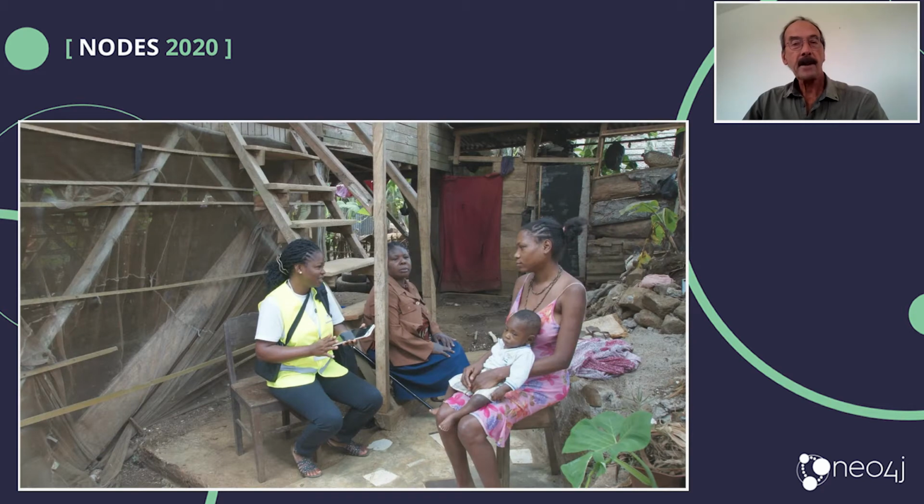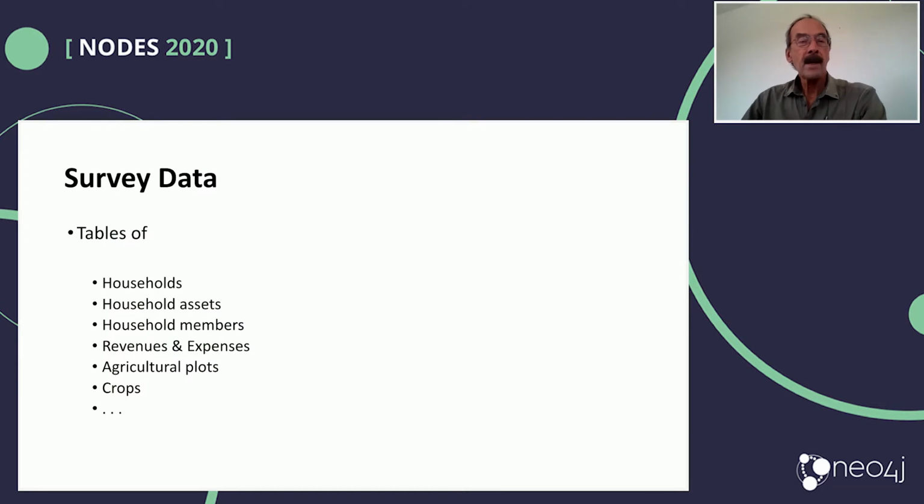Now, this is a typical interview situation in a Western African country. Note the tablet where the enumerator marks his responses. Now, at the end of the survey, we got all the data on the server as a set of files or tables, table for households, for household members, revenues and expenses, etc.